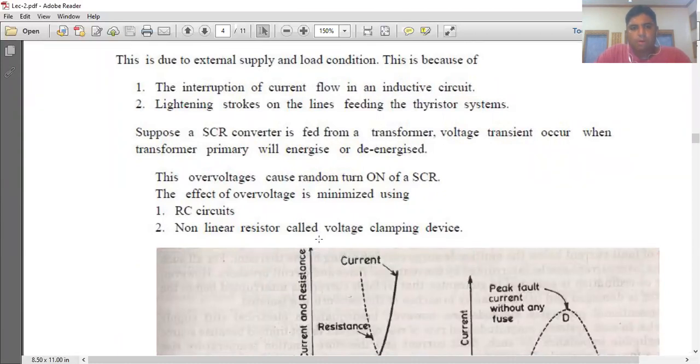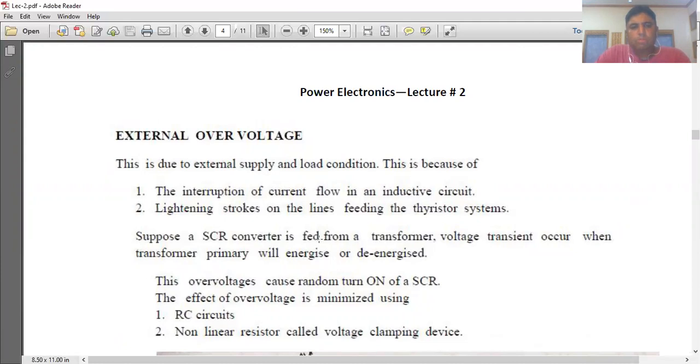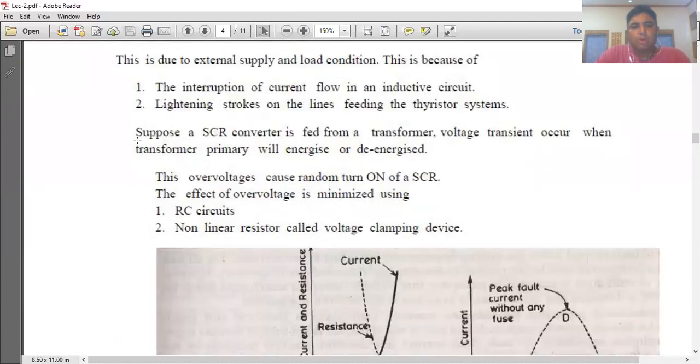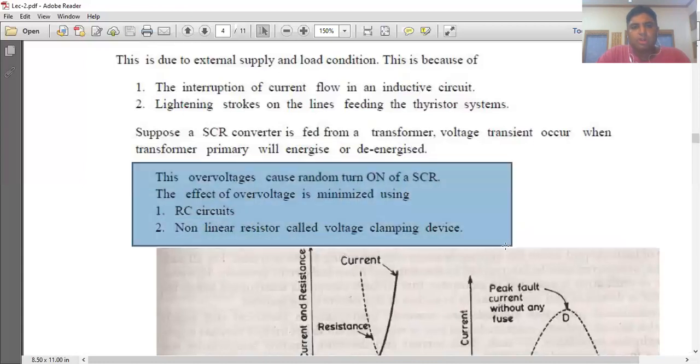Okay, how can a thyristor be protected against external over voltage? We can use RC circuits or non-linear resistors called voltage clamping devices.